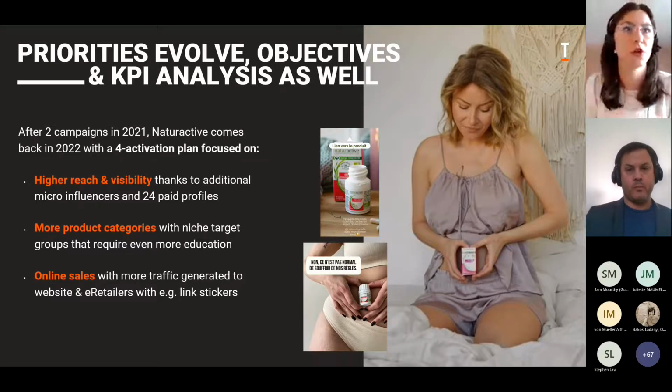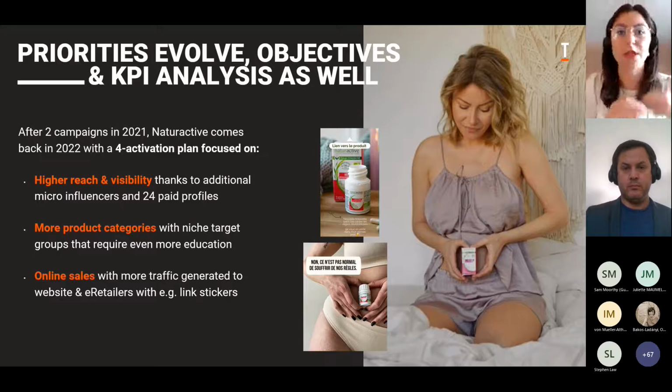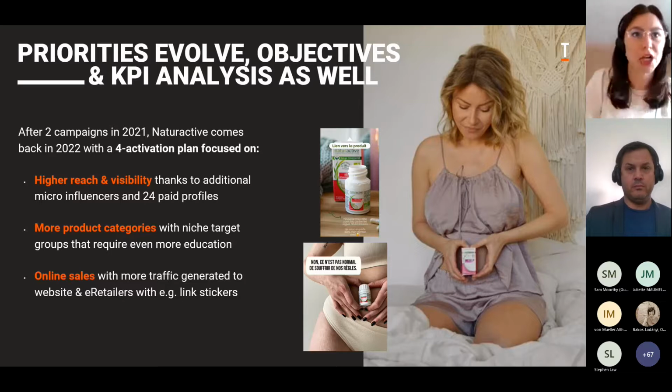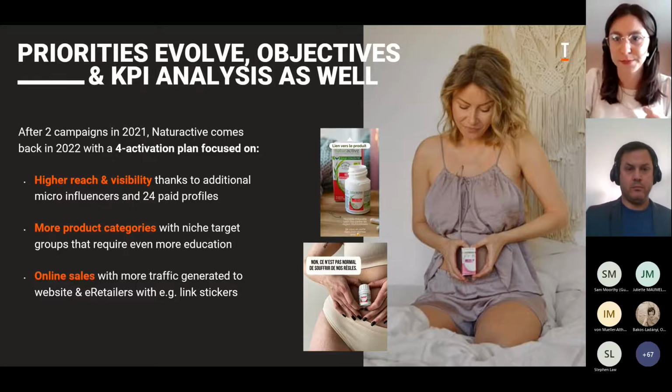So we are going to focus on higher reach and higher visibility, with additional micro-influencers and professionals. It's going to be more product categories, so more diverse, multi-typologies with niche target groups. That will require more education, which is another thing we can analyze in a stronger way. And online sales, so more traffic generated to the website and to their e-retailers, using more link stickers, adapting the actions and mechanisms to the new objectives and goals of the brand.